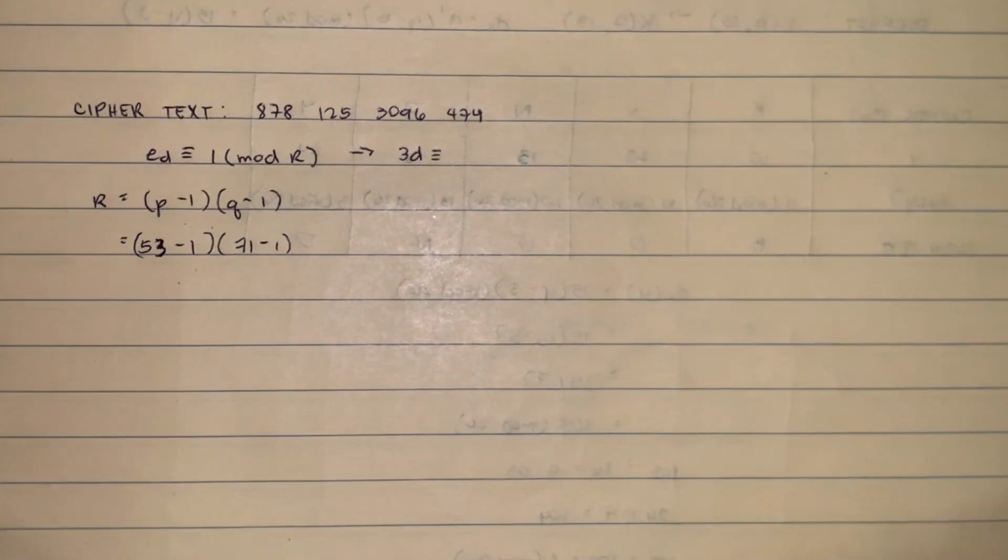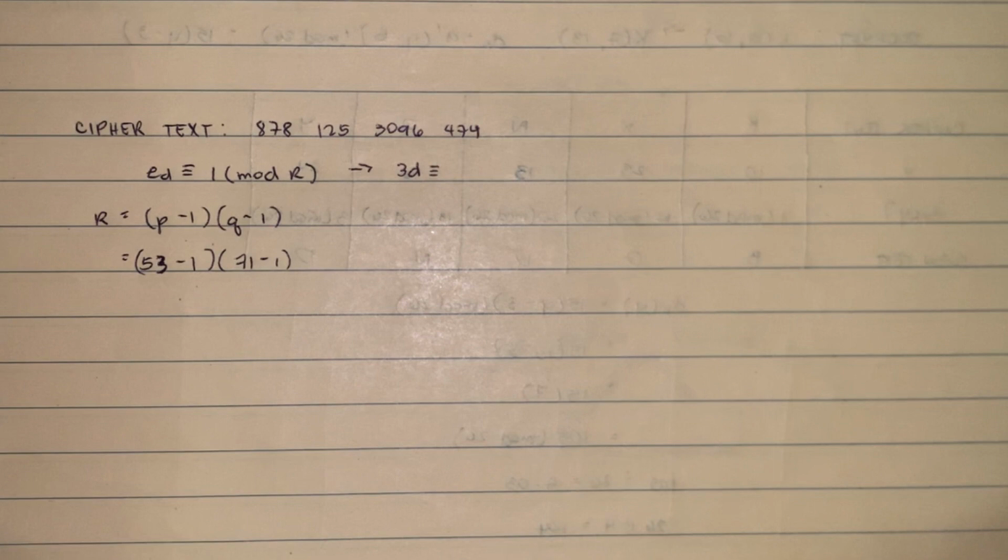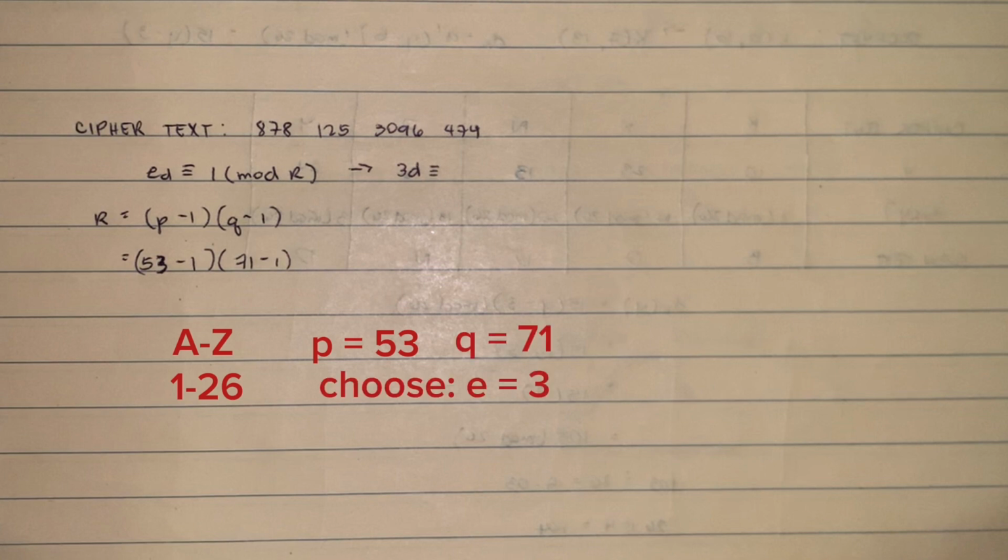Now, how do we go back to the plain text? We will need to generate the private key, or our N and D, to be able to decrypt the encrypted message. So let us suppose that we were again to base from the alphabet A to Z corresponding to the numbers 1 to 26. Our selected two prime numbers are still P, which is equal to 53, and Q as 71, where we choose our exponent or E to be equal to 3.